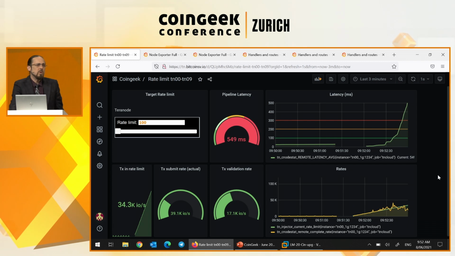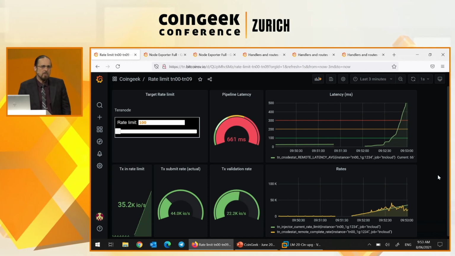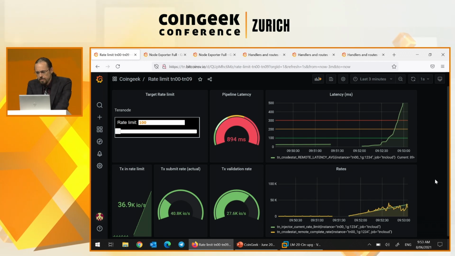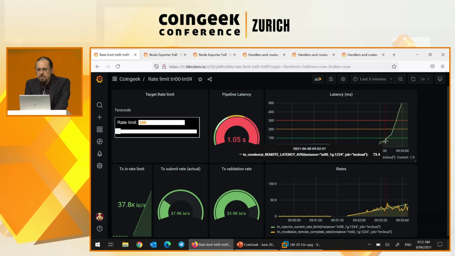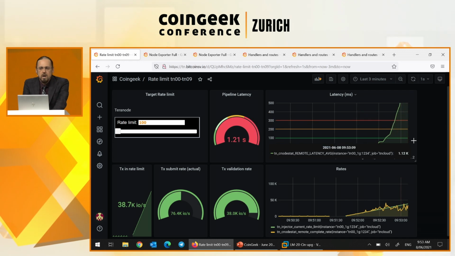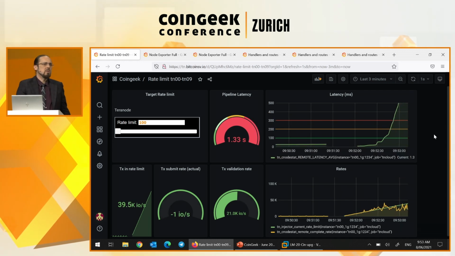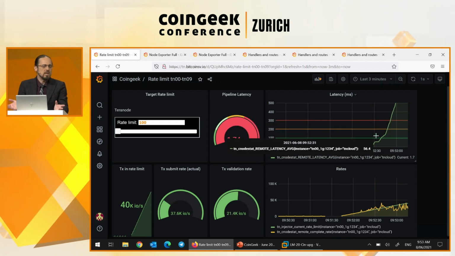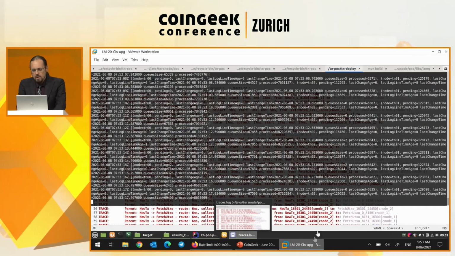For reference, we don't think that the Bitcoin SV software would be able to handle a validation rate like that at this point in time. So you can see that the latency is just shooting up sky high now. That means that the system is overloaded. So we know that we can run this safely in the 20,000 transaction per second range.